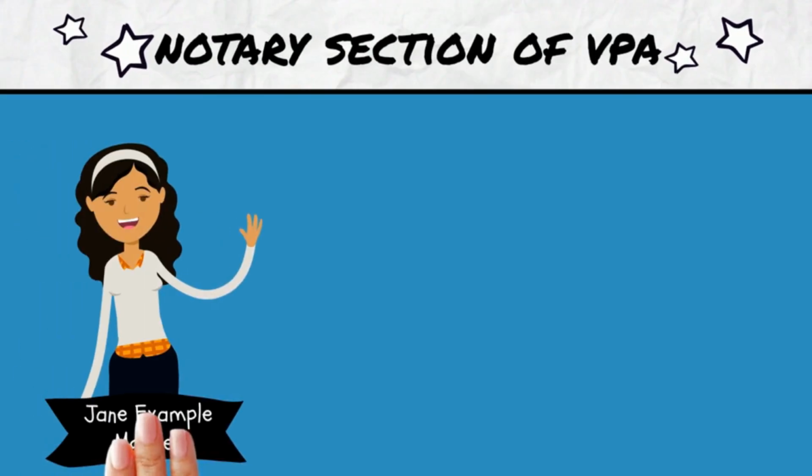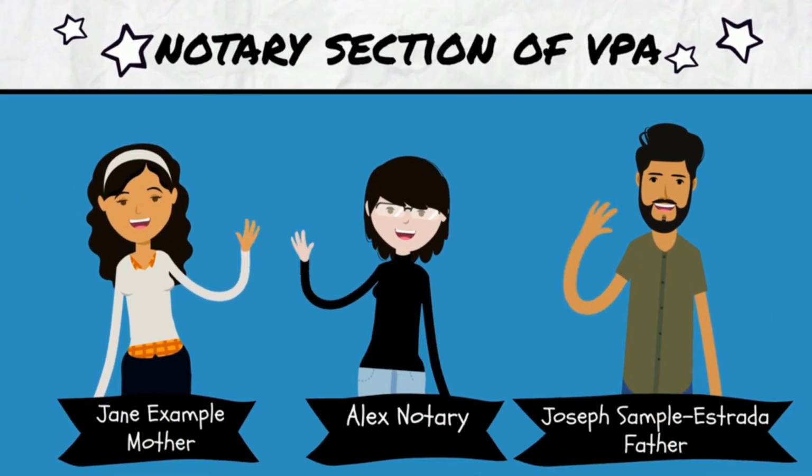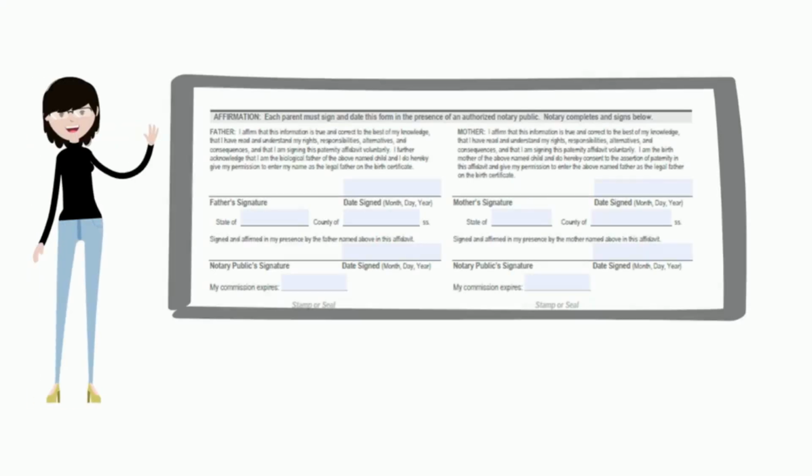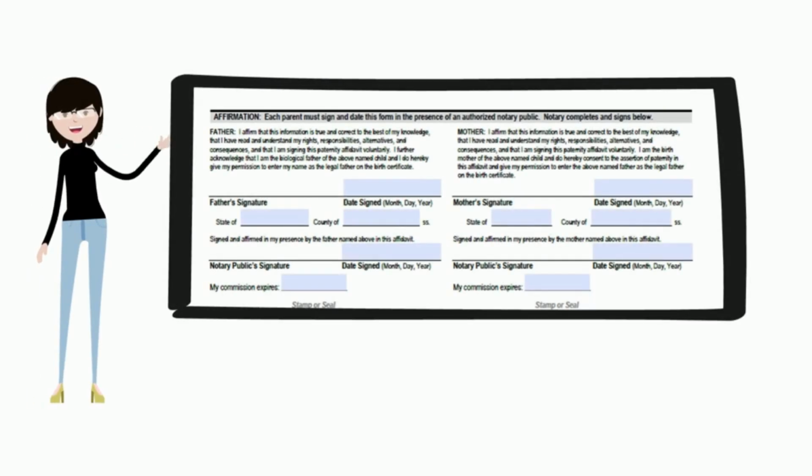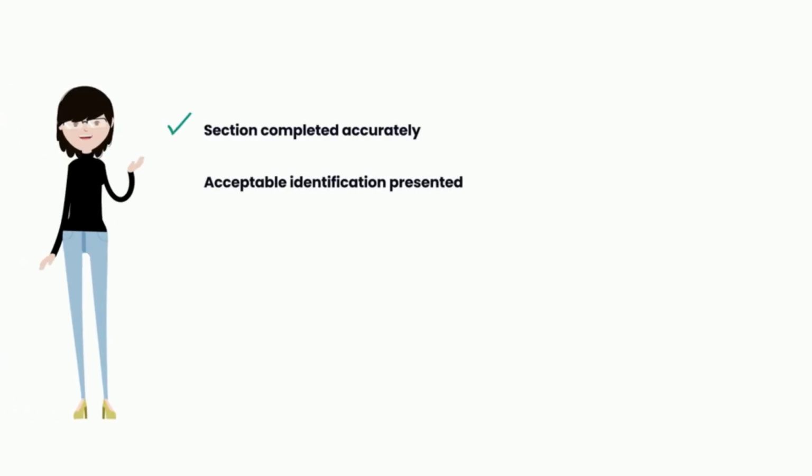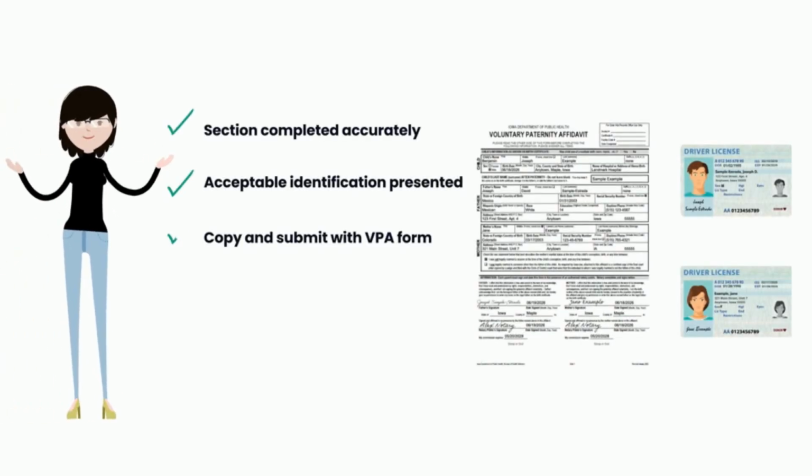To complete the notary and signature section, the parents and notary public must carefully follow these steps. The person notarizing the form should ensure that this section is completed accurately and that acceptable identification is presented, copied, and submitted with the VPA form.